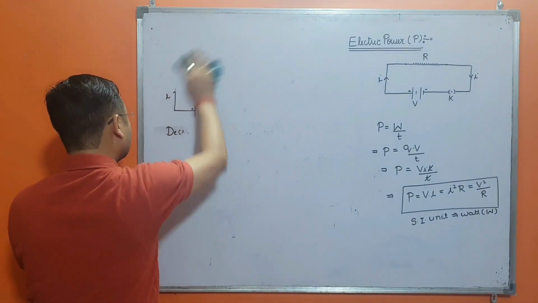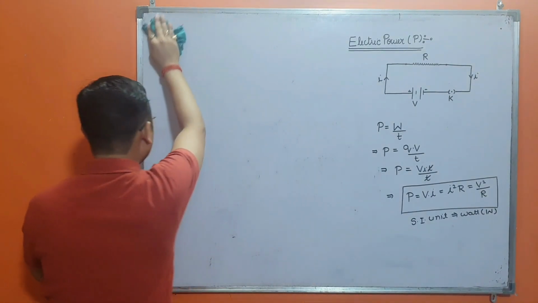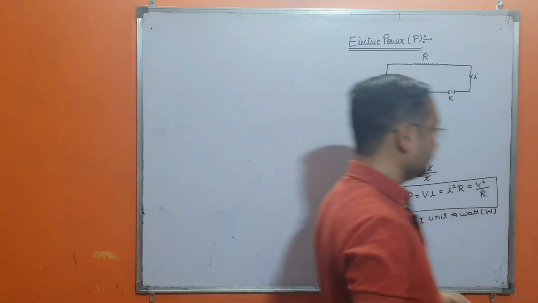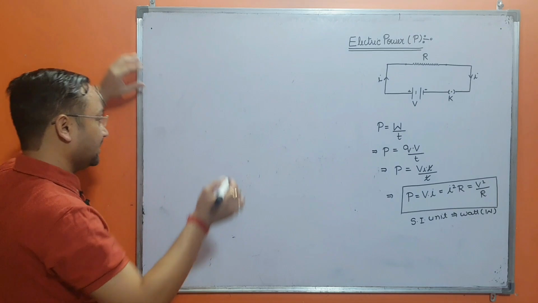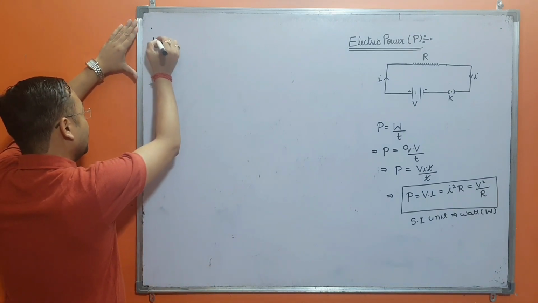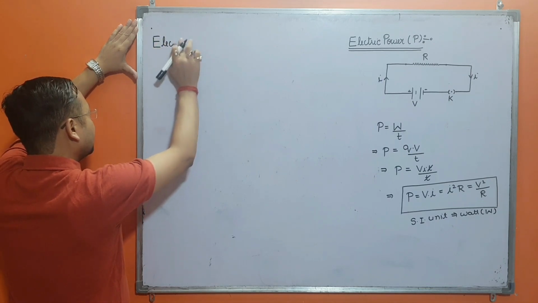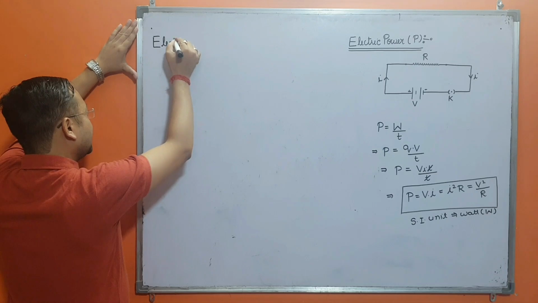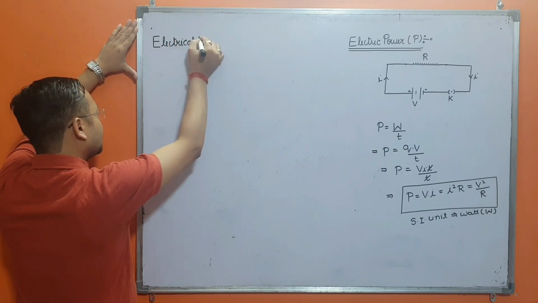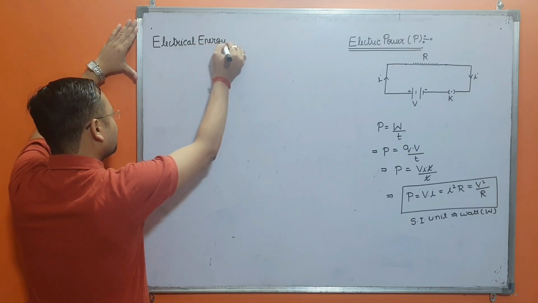Now next we come to the electrical energy of the circuit. What amount of energy is available in the circuit when an EMF of V volt is supplying the current I in the circuit? That is called the electrical energy. Next we come to the electrical energy.